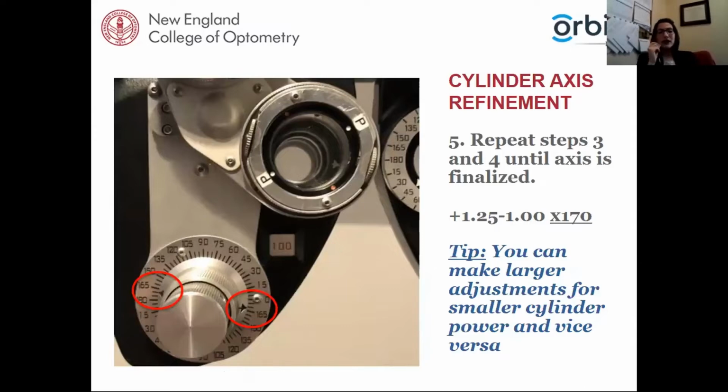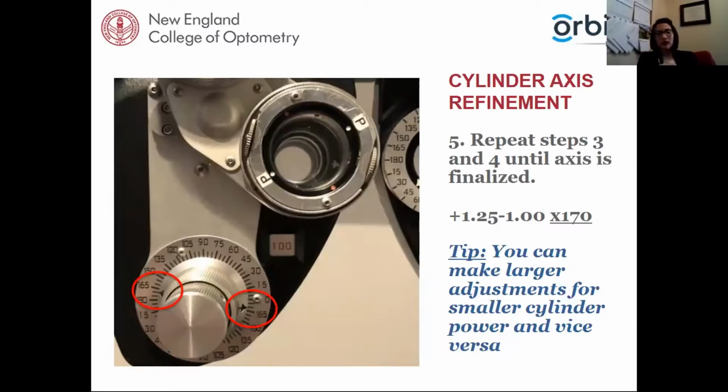because you could be going back and forth for a long time. One question may be, how much of an axis change do you make? So if we're starting at 180, and the patient wants us to rotate the axis clockwise based on their responses, how much do you rotate the axis? Do you rotate it 5 degrees, 25 degrees? And the rule of thumb is that the smaller the amount of cylinder power, the larger the amount of axis change you can make.